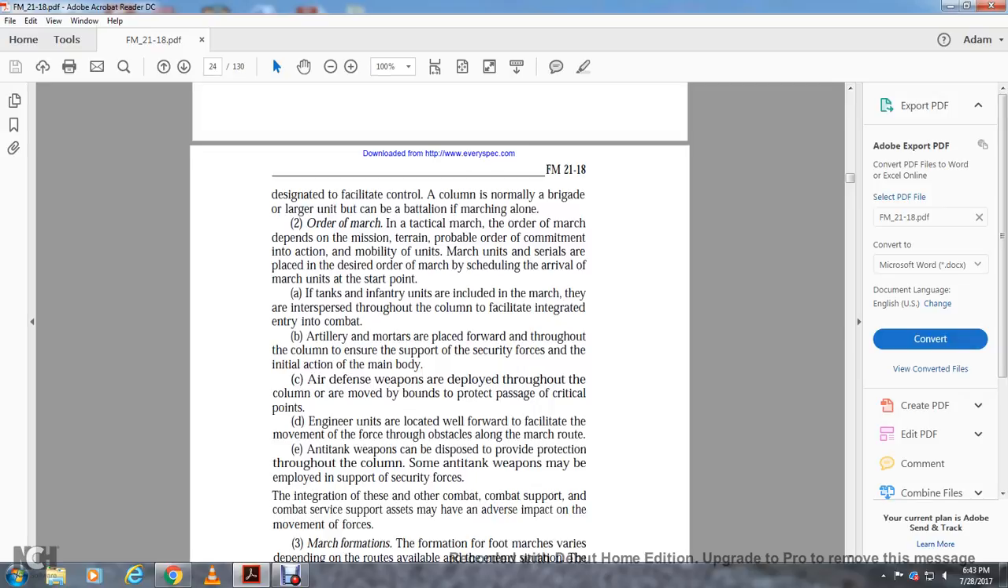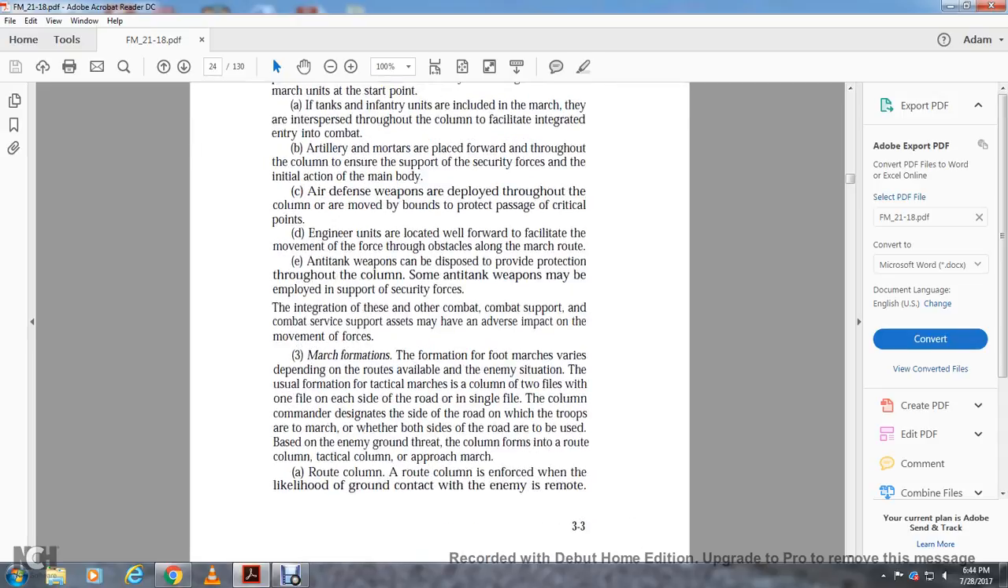Engineer units are located well forward to facilitate movement of the force past obstacles along the march route. Anti-tank weapons can be disposed to provide protection throughout the column. Some anti-tank weapons may be employed to support the security force. Integrate these units with other combat support or combat service support units that have an adverse impact on the movement of the forces.